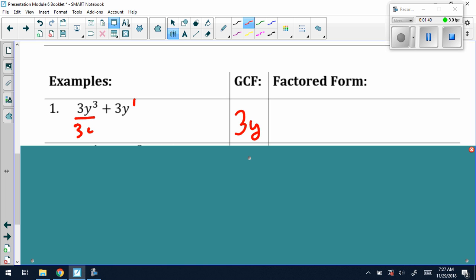Now, I'm going to come in and divide each term by 3y. And that's going to give me 3 divided by 3 is 1. Y cubed divided by y, I'm going to subtract my exponents, y squared. Plus 3 divided by 3 is 1. Y divided by y is 1. And writing it in factored form, I do my GCF times that quotient. Notice if I distribute, 3y times 1y squared is 3y cubed. 3y times 1 is 3y. So I get back to the original.